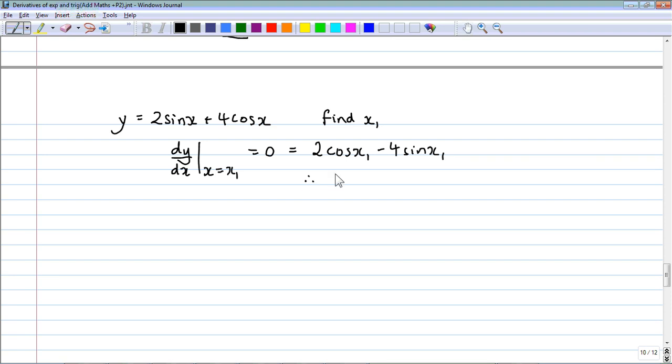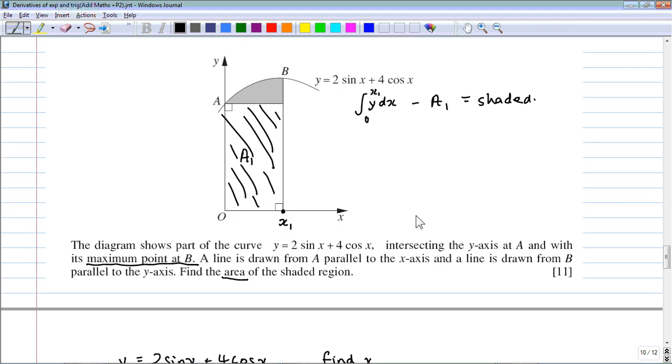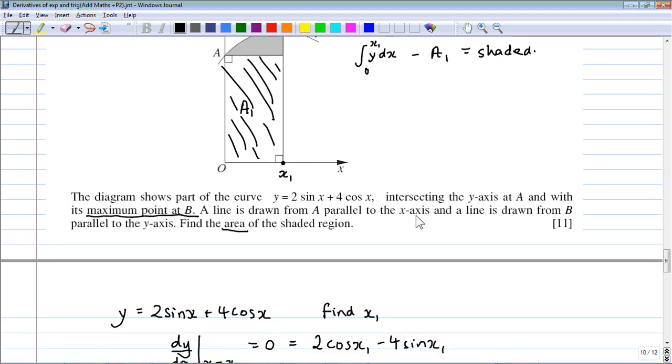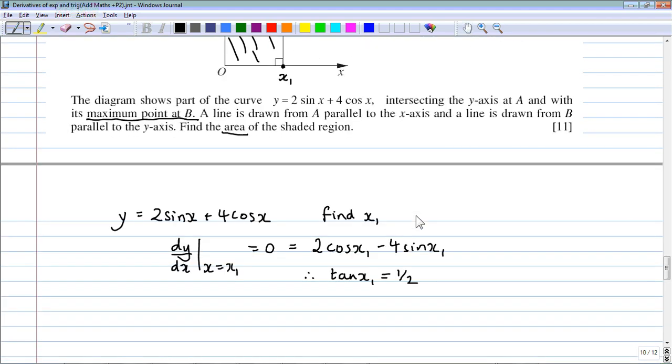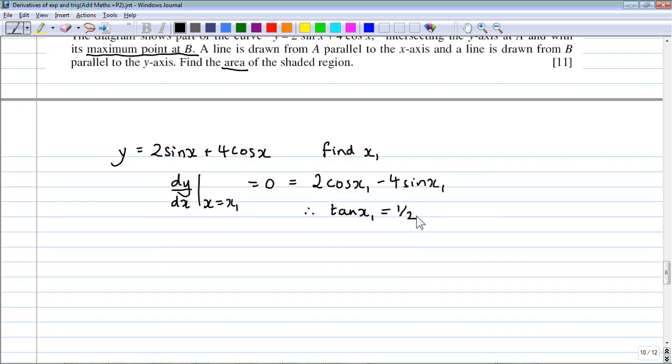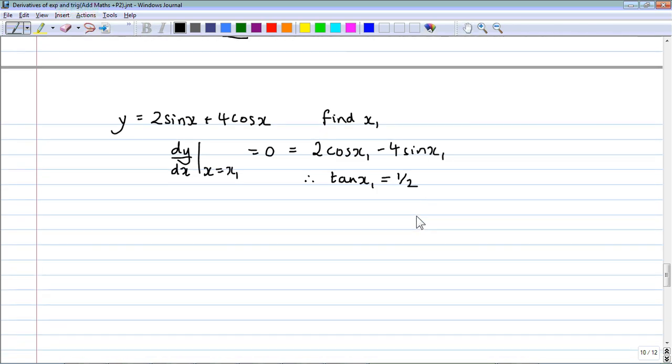Well, then it follows that tan x1 is 1/2. Did I get that right? Let me just read the question again. 2 sin x plus 4 cos x. Derivative is 2 cos x minus 4 sin x. So tan x1 is 1/2.